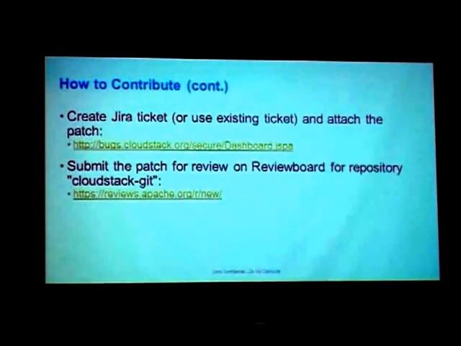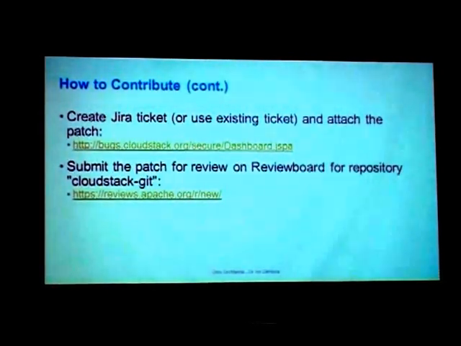There are two ways to attach a patch. You can either create a Jira ticket and attach it, or find the Jira ticket that was the bug and attach the patch right to it. And then what you would do is go to the mailing list and say, please someone review this for me and commit it on my behalf.